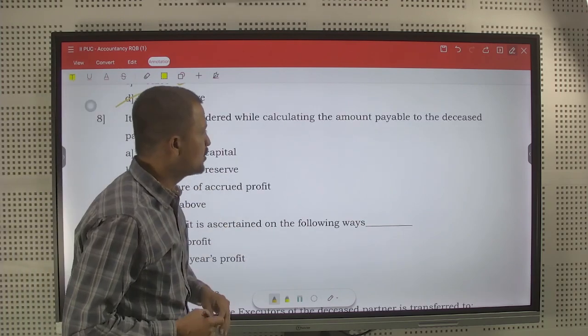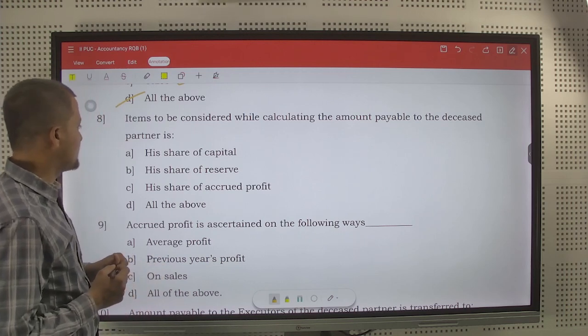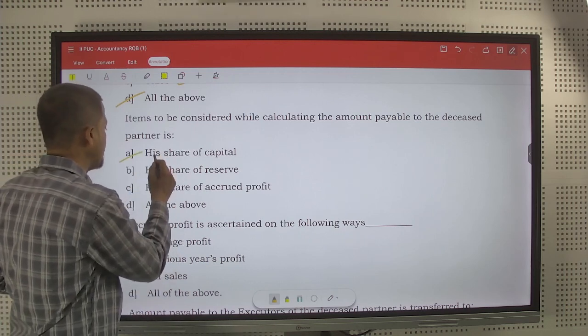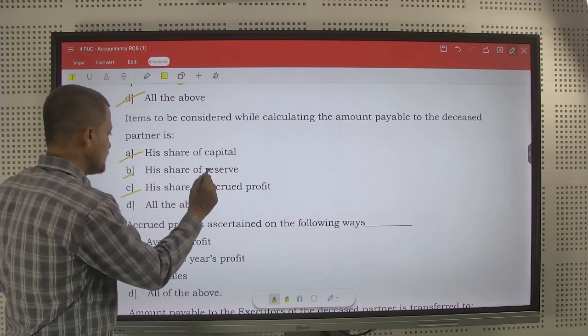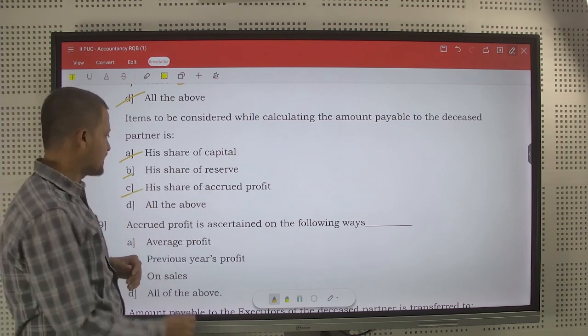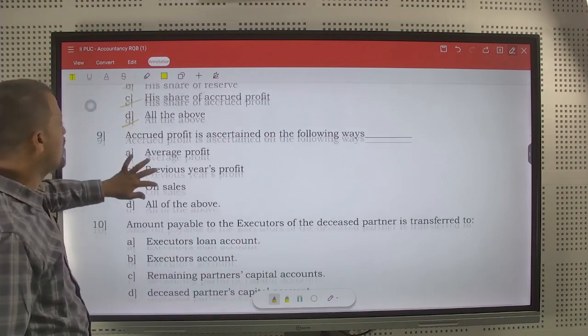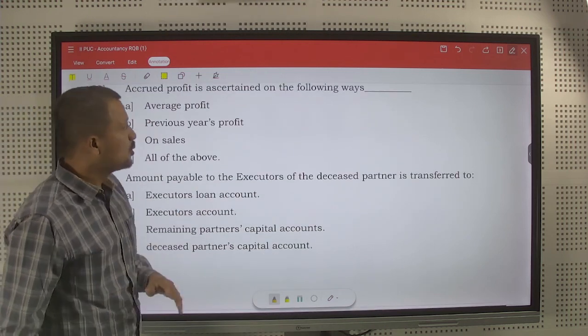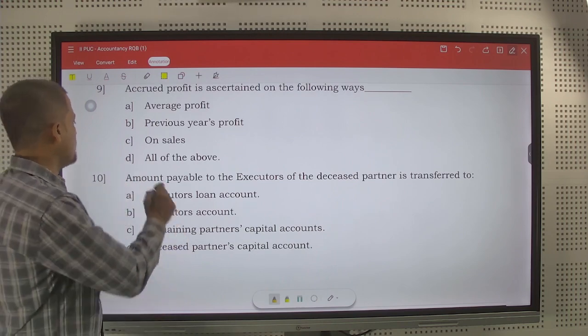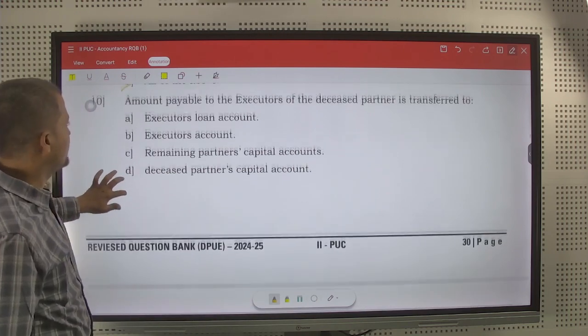Items to be considered while calculating the amount payable to the deceased partner: all, because you take the balance brought down, the general reserve, the profit and loss, the suspense account. So that's why the answer is all of the above. Accrued profit is ascertained, again the same, all of the above, repeated.